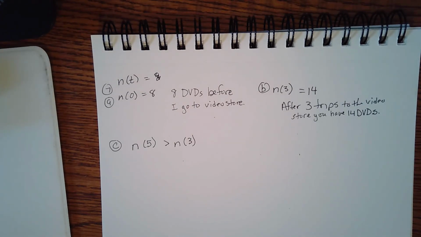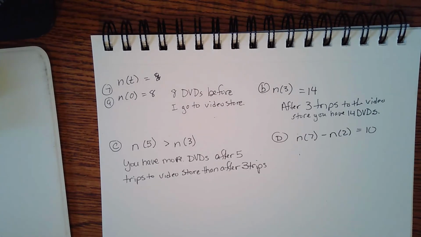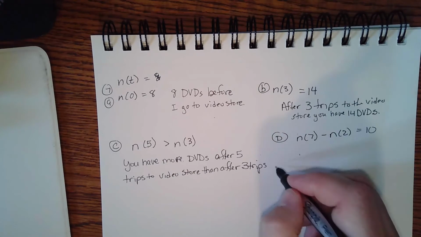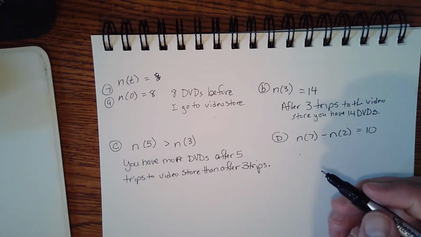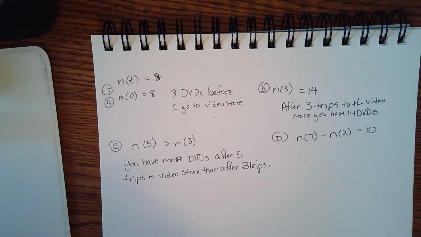So take a minute and look this over, so pause the video. Okay, let's see how you did. This one basically was saying you have more DVDs after 5 trips to the video store than after 3 trips. Really not too difficult. You notice I've been writing them in a complete sentence because it's asking us to explain. We know what we're saying, just make sure we write it in a complete sentence is all it's basically saying. All right, last one, let's do together.